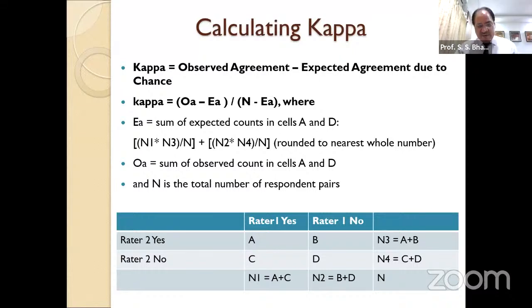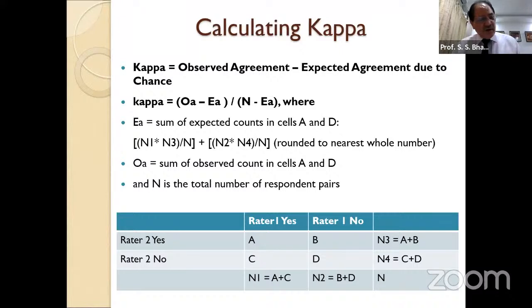And if you have ever computed it manually, you would know that. So you add this and N2 multiplied by N4 divided by N, that is B. A plus B, rounded to the nearest whole number, will give you the estimated value, along with the sum of the observed count in A and D. This is how you compute the estimated value. And the kappa formula is observed minus estimated divided by N minus estimated, and you will get kappa.